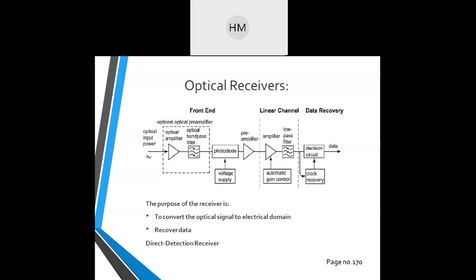Signal to noise ratio derivation is there in the book. You can find bit error rate also. So this finishes your unit, optical receiver. And if you have any doubt, you can ask. In next class, we will have ITC as well as FOC. 3 units are completed.